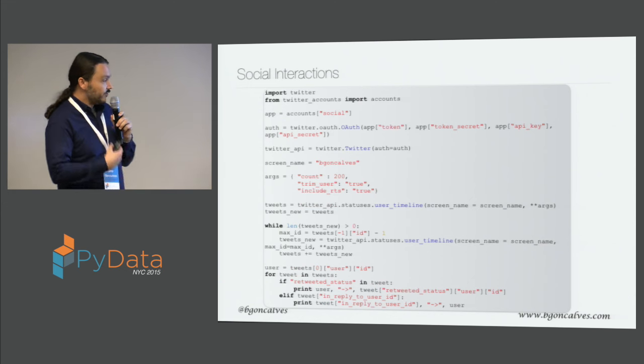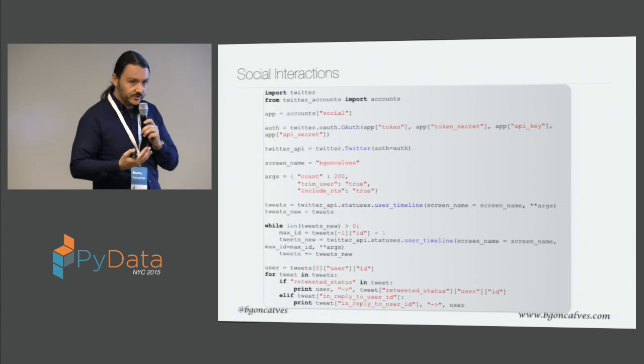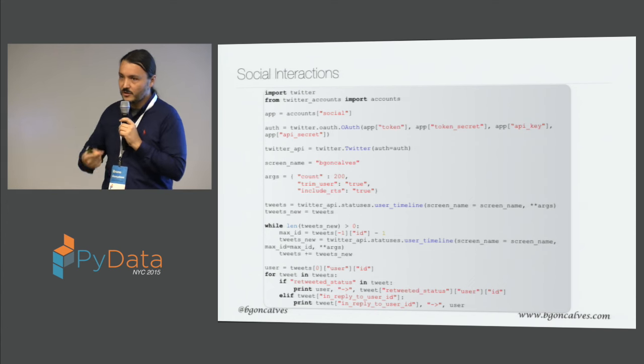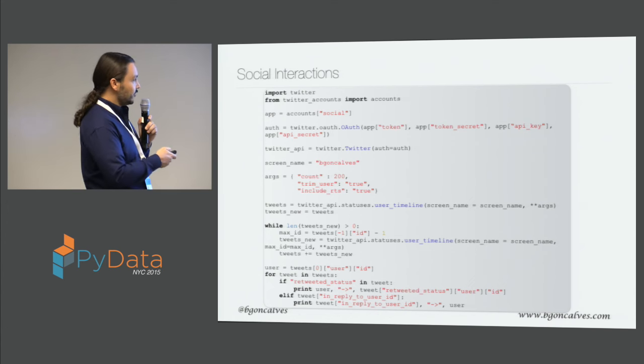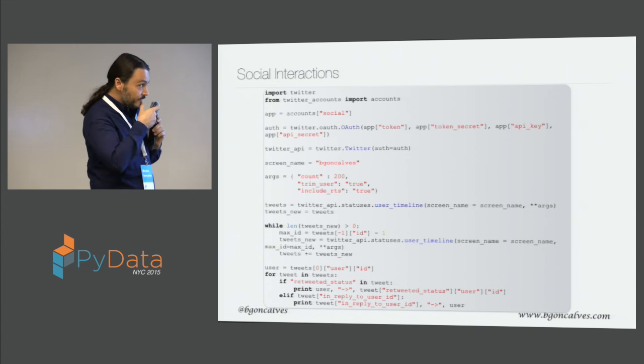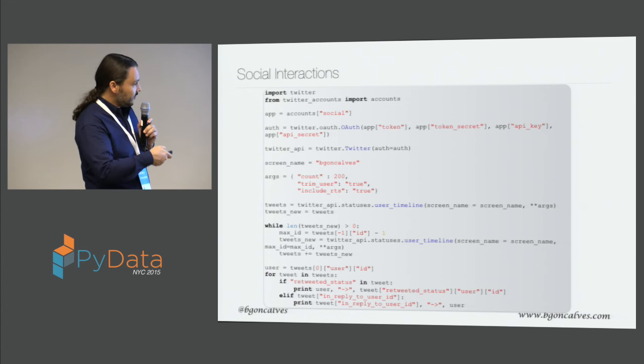Yes, and of course, since we're getting all the tweets posted by a user, you can also see who this user is interacting with, right? So you can see who is mentioning and who is retweeting, and this, of course, is only true if you include retweets. Again, you're doing the same thing: getting the user timeline, tweets new equals tweets.